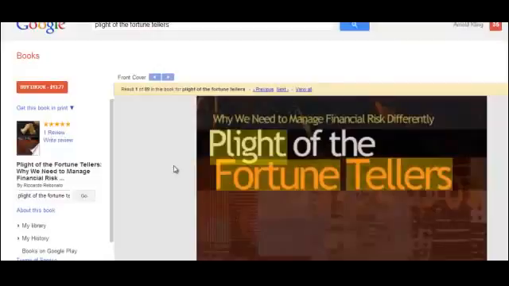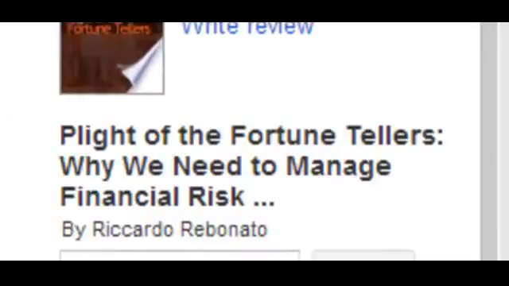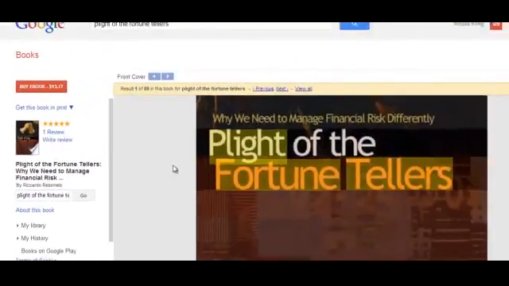It's called The Plight of the Fortune Tellers by Riccardo Rebonato, who was a risk manager for a big, I think, European firm. I forget where, maybe Scottish. I'm not sure. But he has written a great book, again, The Plight of the Fortune Tellers, and explains that it is very difficult for any one person in a complex financial organization to be able to measure and summarize the financial risk in the firm.